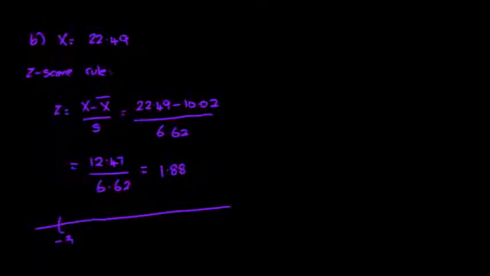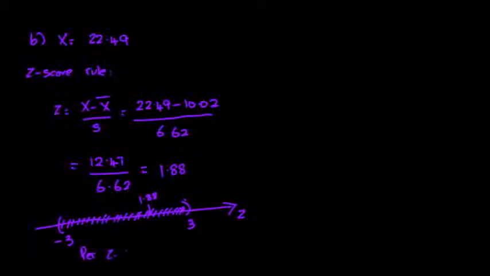So negative 3 and positive 3 for the z-scores, and 1.88 is somewhere over there, and it falls within the acceptable range for an observation to be considered as not an outlier. Therefore, per z-score rule, 22.49 is not an outlier.